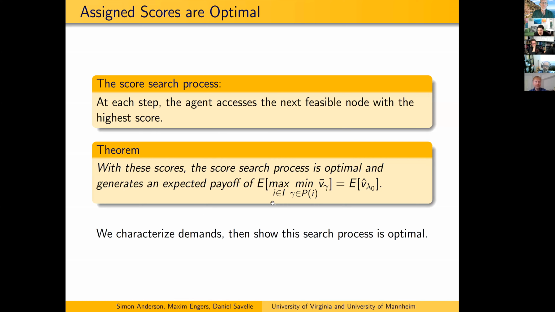And then the key theorem, which once again we're going to wait to prove, and even when we prove it, it's going to be mostly a sketch of the proof, is that with these scores, the score search process is optimal and generates an expected payoff of the local value of the root, which is the max over all of these options, taking the minimum of the scores from that option back to the root. But before this is going to make sense, we're going to characterize demands, and then you're going to see where these formulas are arising from. And then we're going to show that this is optimal.